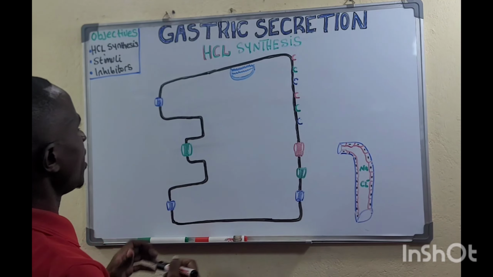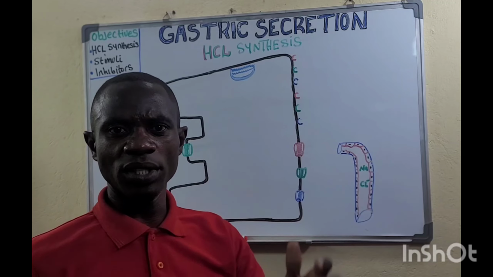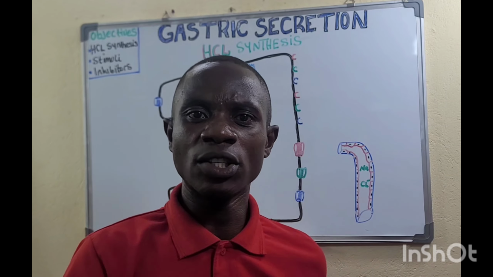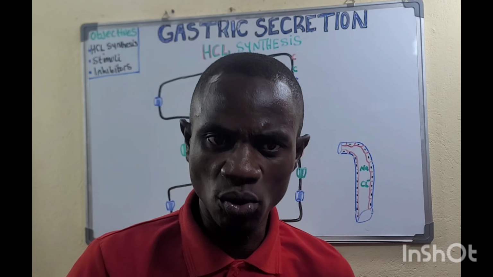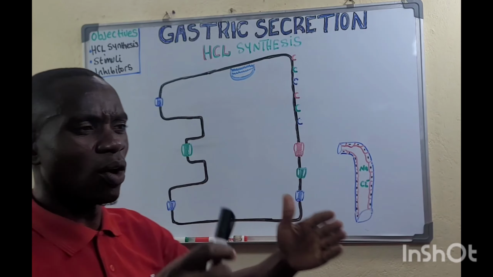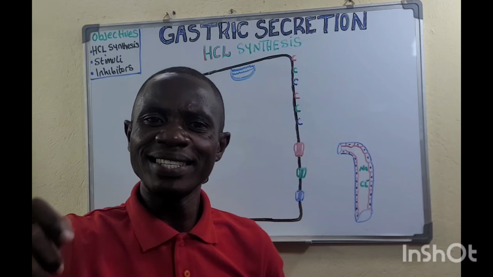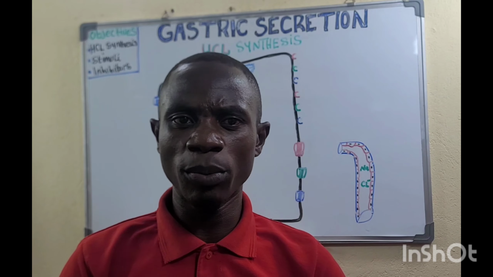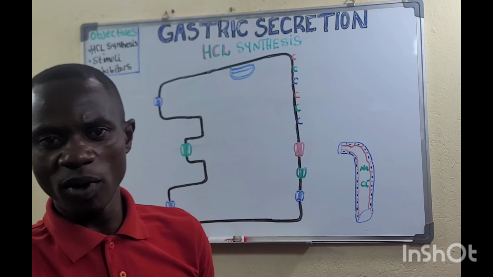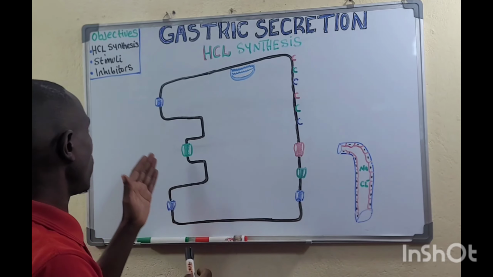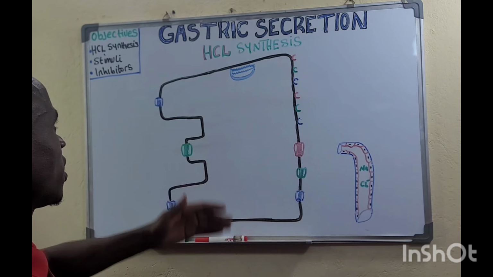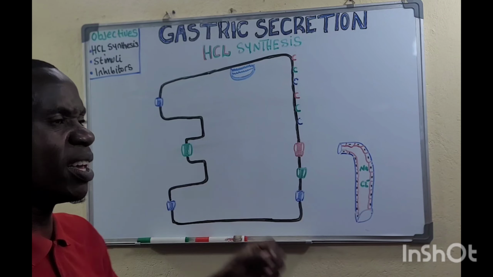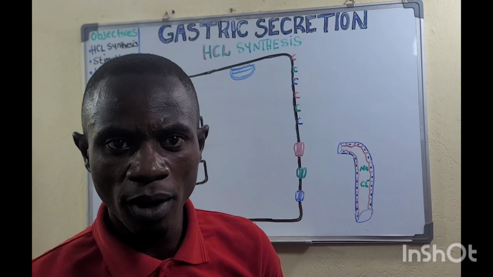Now, in the previous videos, we have been talking about gastric secretions, and we are looking at hydrochloric acid as one of the powerful contents of the gastric secretion. In today's video, we are going to take more time and see exactly how hydrochloric acid gets secreted by one of the most important cells, which resides in the gastric gland. We are going to follow these objectives: the synthesis of hydrochloric acid, the stimuli, and also the inhibitors for secretion of hydrochloric acid.